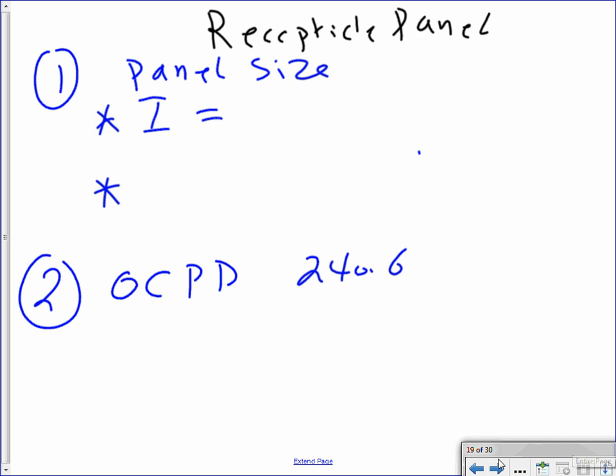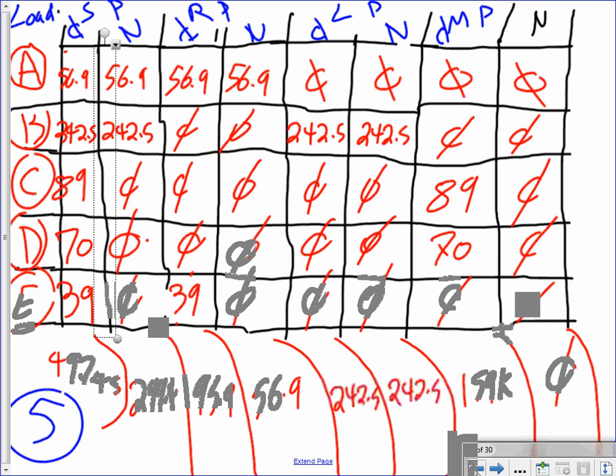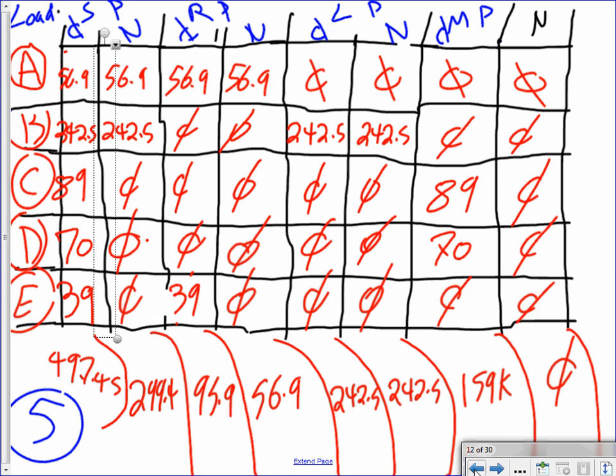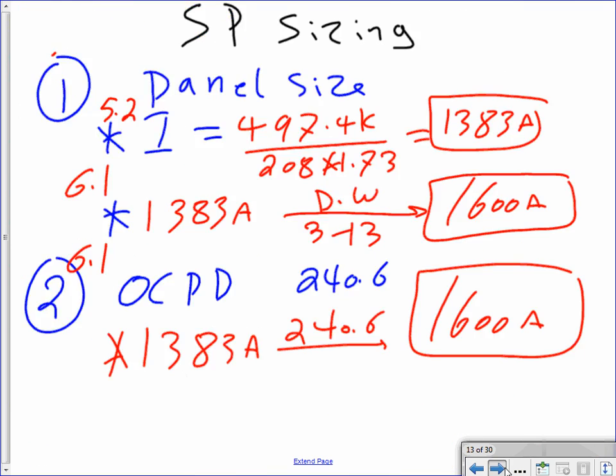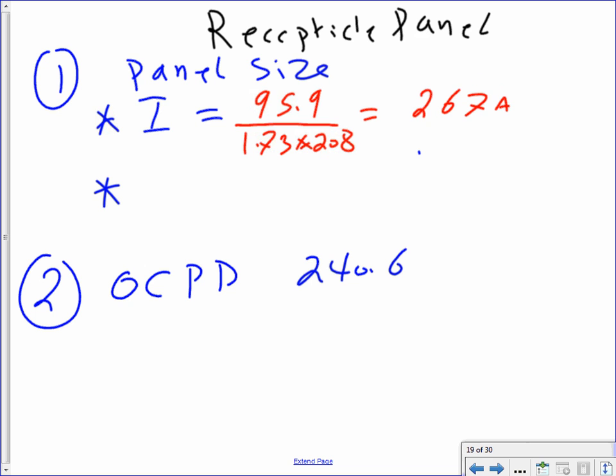For the receptacle panel, Karen, I'm going to remind you, go back all the way to the load, guys. Do you see what the receptacle panel load is? 95.9 and 56.9, neutral and phase, okay? These are the numbers I'm going to be using. So the receptacle load was 95.9 on this panel, divided by 1.73 times 208, because it's a 3-phase system. That will get you a healthy 267 amps.